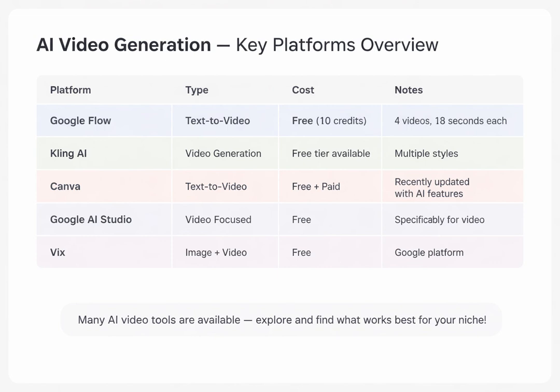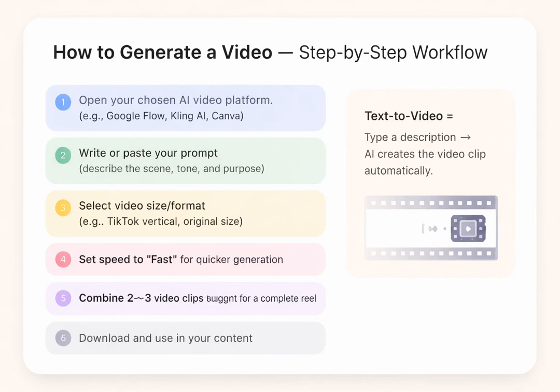There are many tools out there, and you should explore them to find what fits your workflow and your niche. Here's the practical workflow the instructor walks through for generating AI videos. First, open your platform of choice. Then write or paste a prompt that clearly describes the scene you want, what's happening, what the mood is, and what the purpose of the video is.